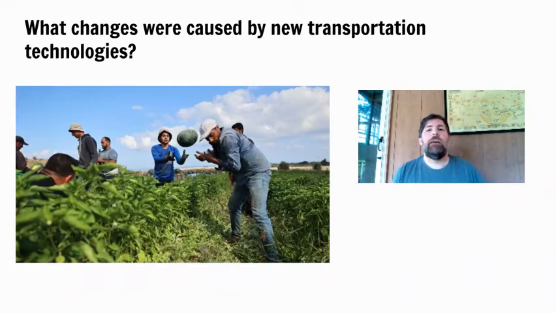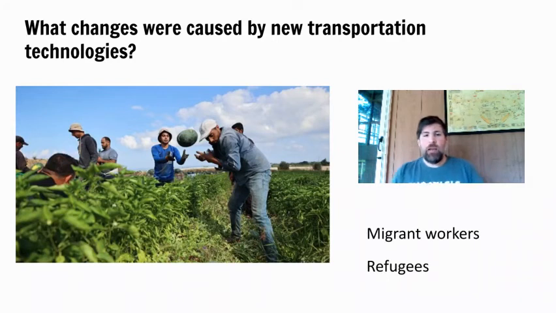So what are some of the effects of these new technologies? Well, for one thing, people are more able to move around, right? People are able to go from one place to another more easily. So we've got migrant workers, which you see pictured here. A migrant worker is somebody who leaves their home country to go to another place to work. And I was just looking at the internet. It says roughly 5% of workers in the world are migrant workers.